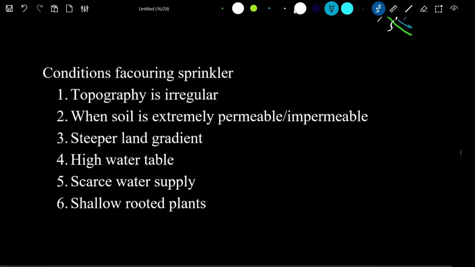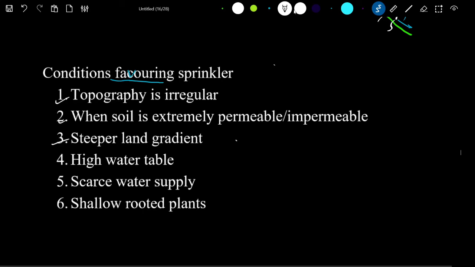Now, we need to understand what the conditions favoring sprinkler irrigation are. So the first one is when the topography is irregular; you can go for any topography, sprinkler irrigation is suitable. Then the second condition is where the soil is extremely permeable or impermeable. In extremely permeable soils, if surface flooding is applied, it will be of little use because all the water will seep into the soil. If it's impermeable, surface flooding will lead to waterlogging. So in such situations, sprinkler is much more advisable.